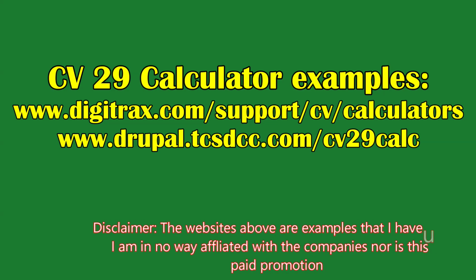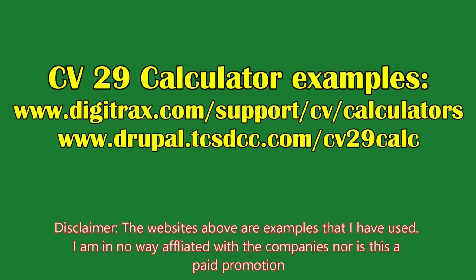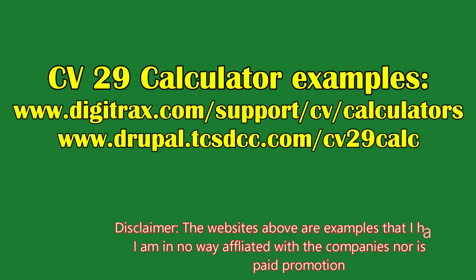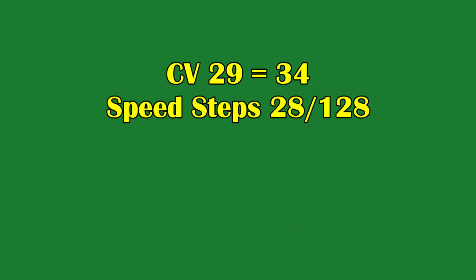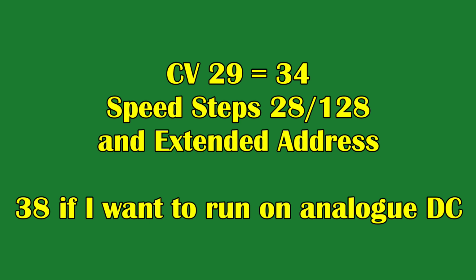If you're in any doubt and you want to have it either on or off, then access one of the online CV29 calculators and enter the value that you come up with into your decoder. Personally, I normally enter a value of 34 into CV29, which means that bits 1 and 5, the speed steps and the extended address, are on, everything else is switched off. If I want to set a loco to run on analog DC, I will just add 4 to that value and therefore enter a value of 38 into CV29.